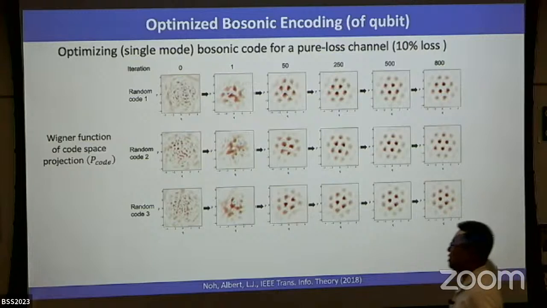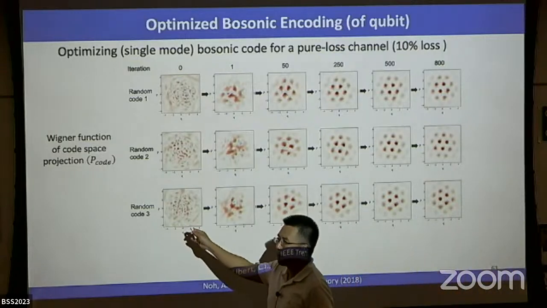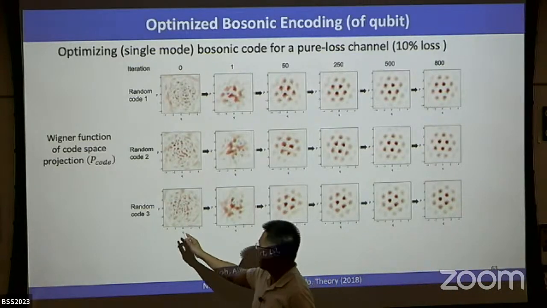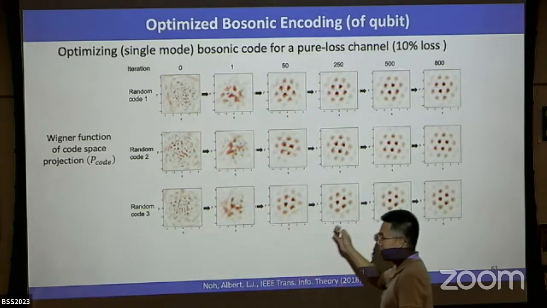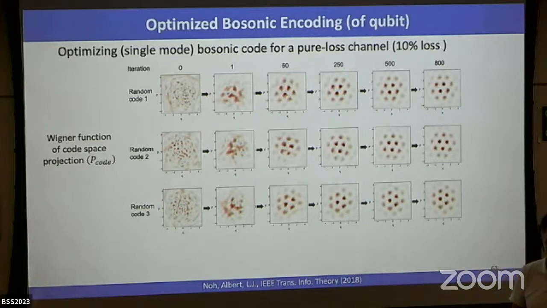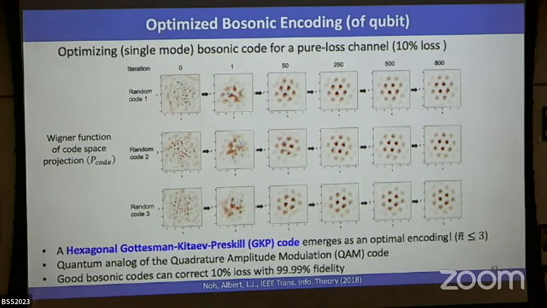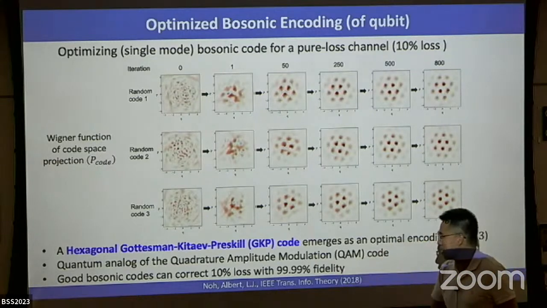So the random code is just picking some projection operator with rank 2. It chooses a two-dimensional subspace, and you choose different random codes. It turns out they all converge to the same solution, or the same family of codes, the GKP code. That gives us numerical evidence that the GKP code emerges as an optimum coding, and the particular GKP is a hexagonal lattice GKP. That actually gives us a better, more efficient packing. Okay, and there's some analogy, and also there is a good loss rate with good performance.